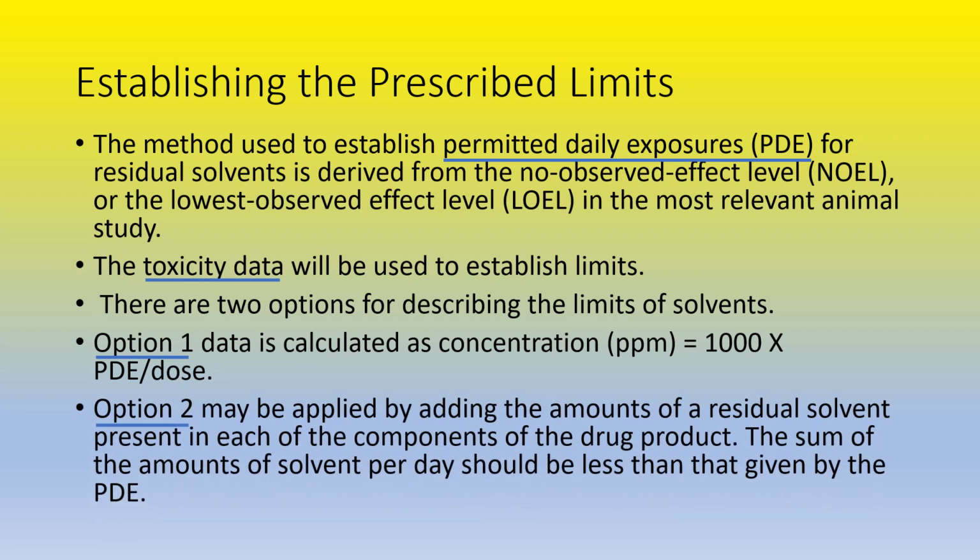Option 2 may be applied by adding the amounts of residual solvent present in each of the components of the drug product. The sum of the amounts of solvent per day should be less than that given by the PDE. Option 2 considers residual solvents from each component of the drug product, and the total should be less than the PDE. Individual components may not pass option 1, but the total in the drug product may pass the requirement.